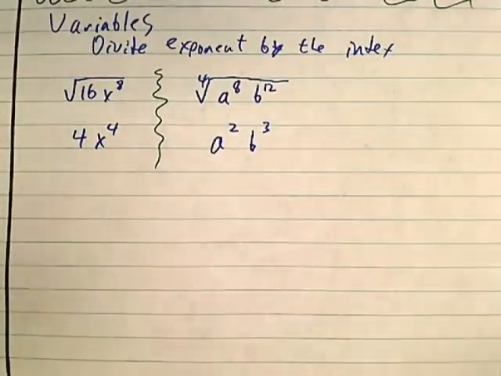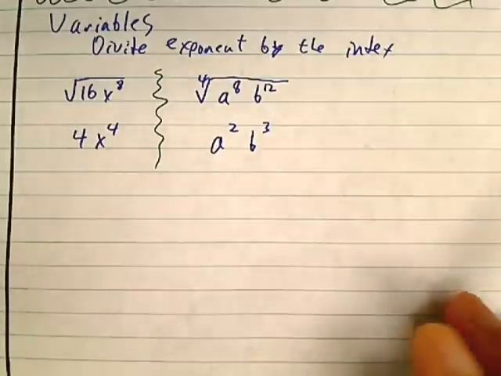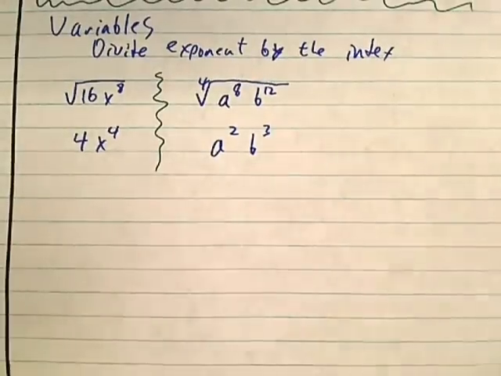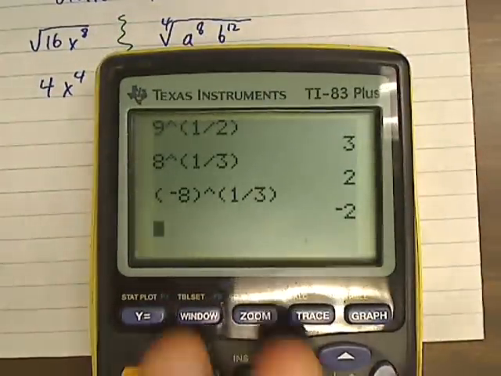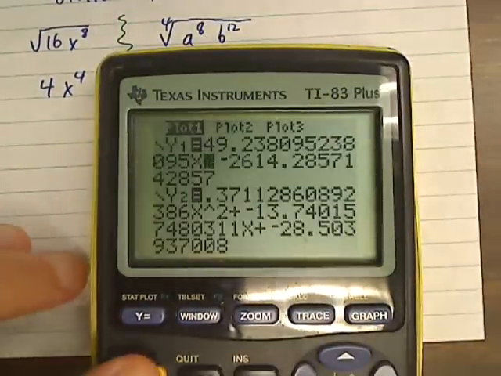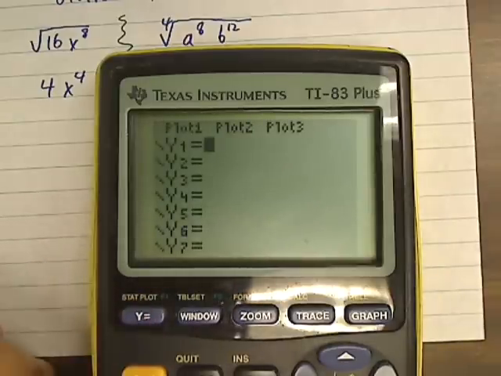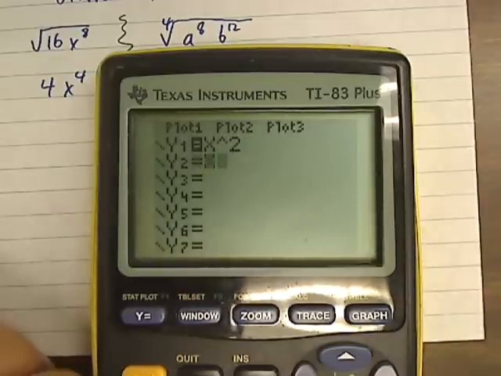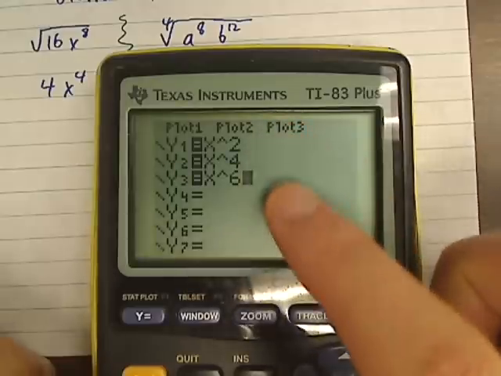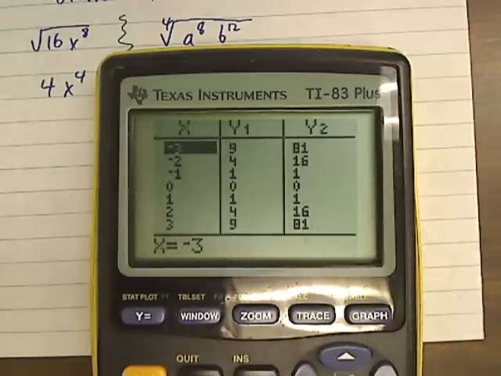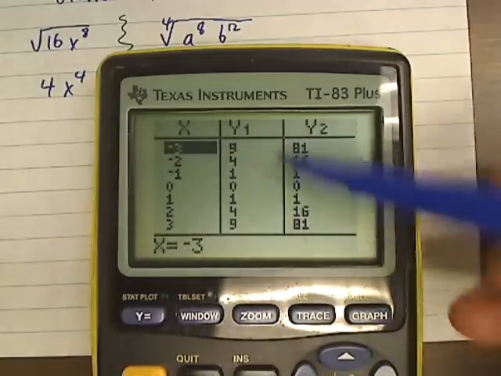Okay, now there's one thing I need to note here. Anytime you take a number to an even power, it always comes out positive. So let's say you have x to the 2nd power, x to the 4th power, let's do one more, x to the 6th power. Anytime you have an even power, and if you look at the table, those numbers are always going to come out positive.